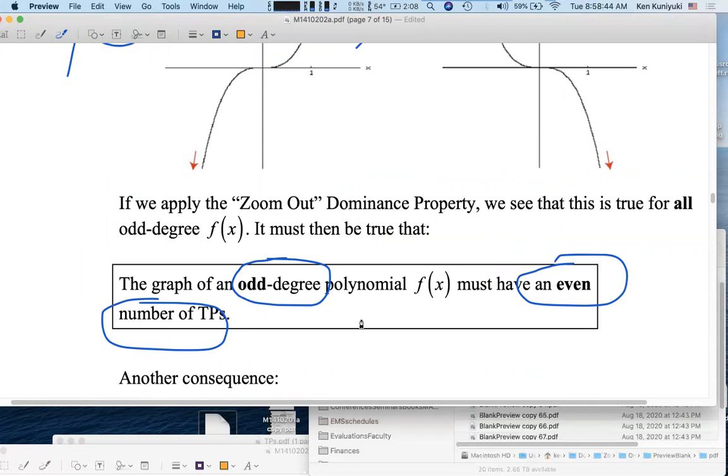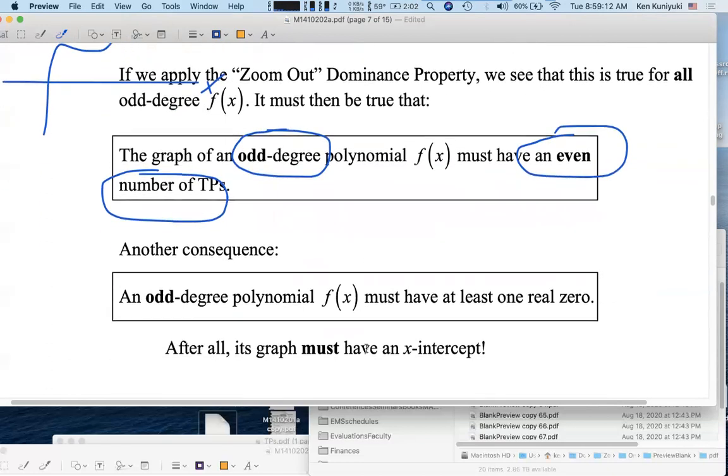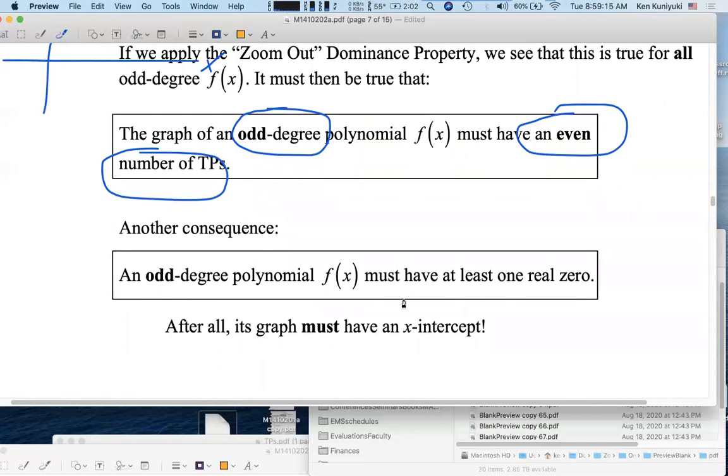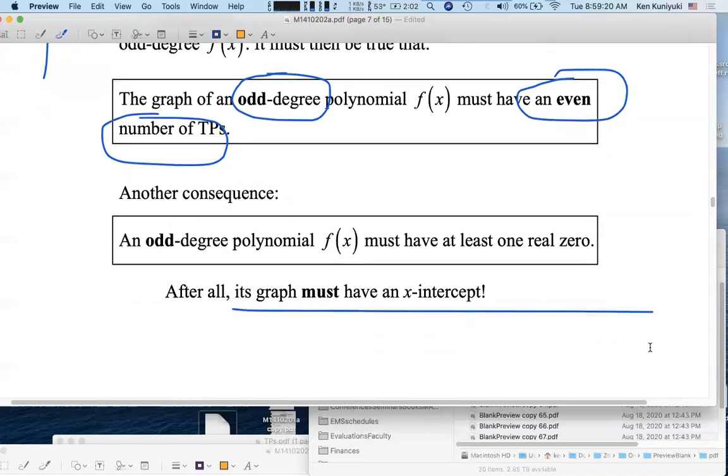Oh, by the way, regarding odd degree polynomial graphs, they always have to have a real zero. Why is that? Why do odd degree polynomial functions always have to have a real zero? Because the graphs always have to have a what in the xy plane? A snake always has to have an x-intercept. An odd degree polynomial must have at least one real zero because the graph must have at least one x-intercept. Good to know.